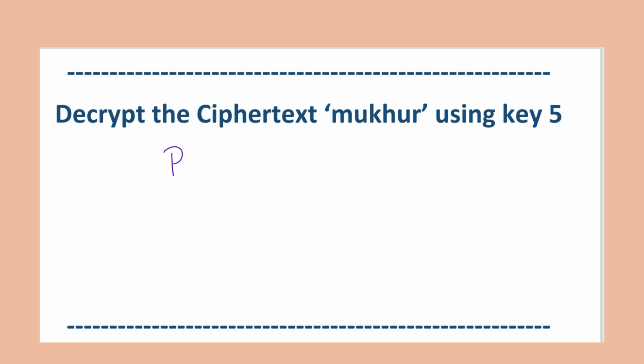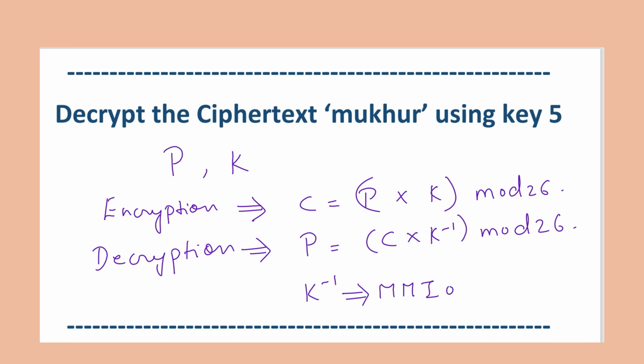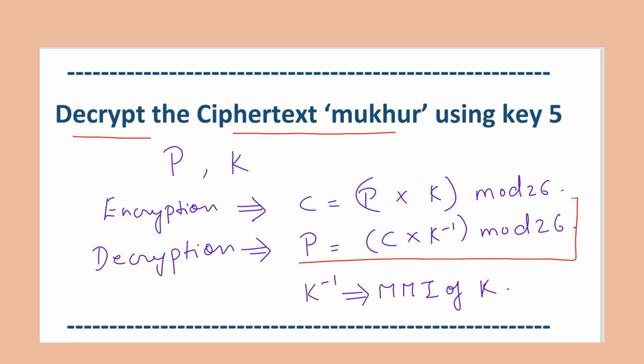So if P is the plain text and K is the secret key, the encryption using multiplicative cipher generates the cipher text using formula P into K mod 26, while the decryption of the cipher text in order to recover the plain text is done using the formula C into K inverse mod 26. What is K inverse? K inverse is the modulo multiplicative inverse of K. Therefore, when we want to decrypt a particular cipher text using multiplicative cipher, we are using this formula P is equal to C into K inverse mod 26. So the first step is how to find K inverse.